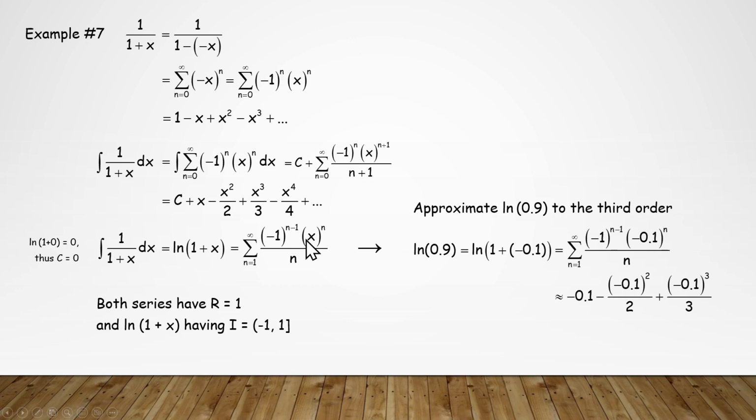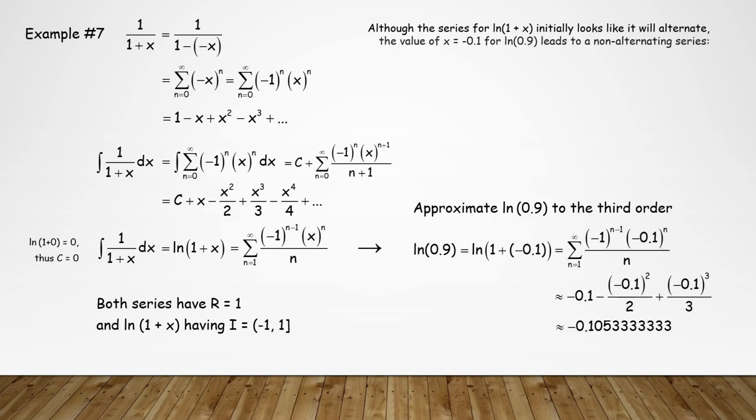And that's what I did for the third order. I just had to go negative 0.1 minus the quantity negative 0.1 squared over 2 plus the quantity negative 0.1 raised to the third power all over 3. And I approximated it to be negative 0.105333 repeating.